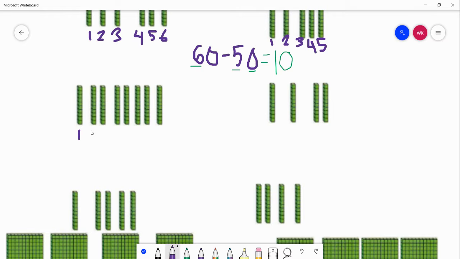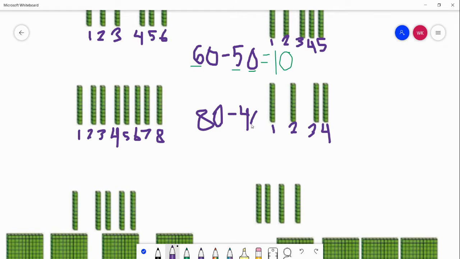So we have 1 ten, 2 tens, 3 tens, 4 tens, 5 tens, 6 tens, 7 tens, and 8 tens. So we have 80, because 8 tens is 80, minus 1 ten, 2 tens, 3 tens, and 4 tens. So 4 tens is 40.